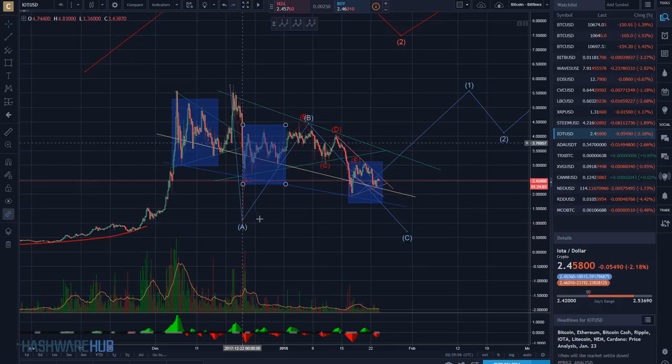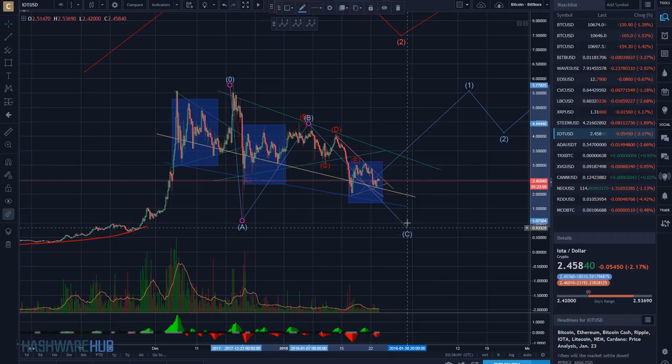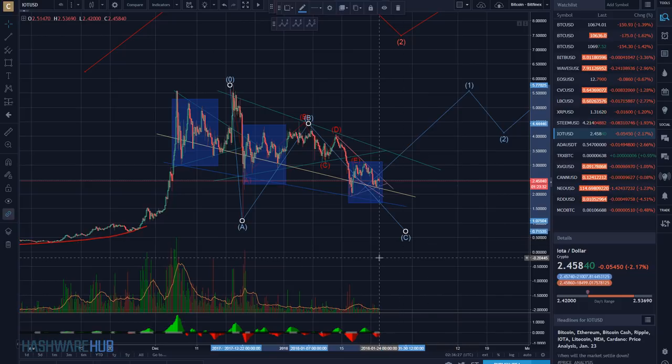If the A is here and this is an ABC correction, then the C should be below the A. It could be the same, or it could be up here, but I'm preparing for the worst, and that's not my prediction. You have to prepare yourself for all different types of scenarios. If you only prepare for one scenario, you're going to lose out over time.